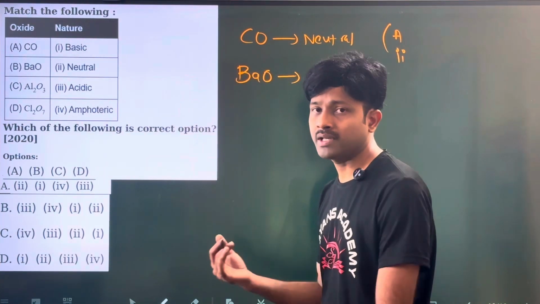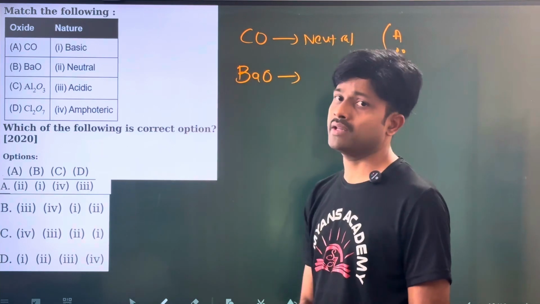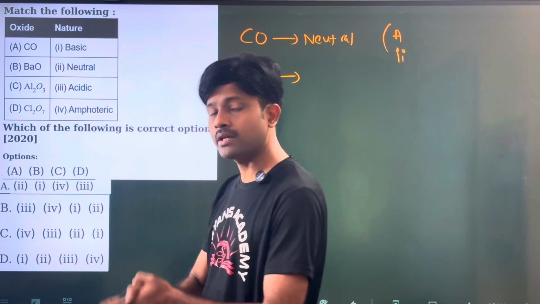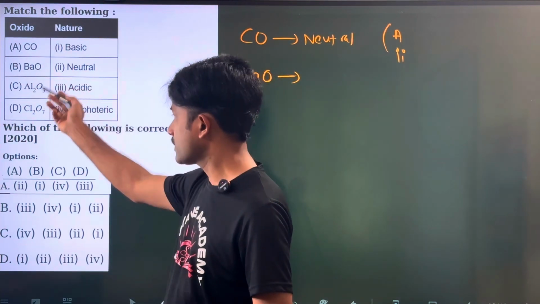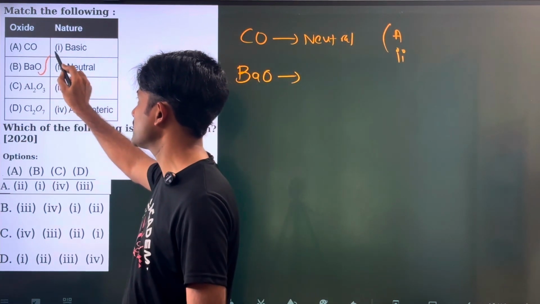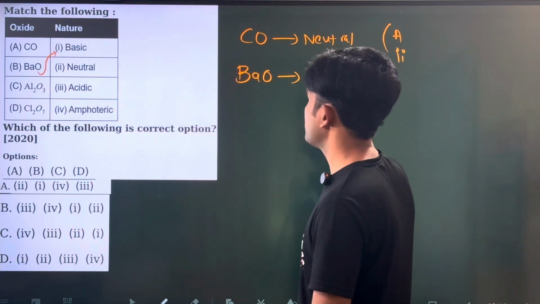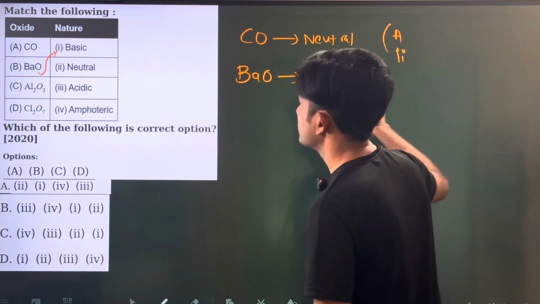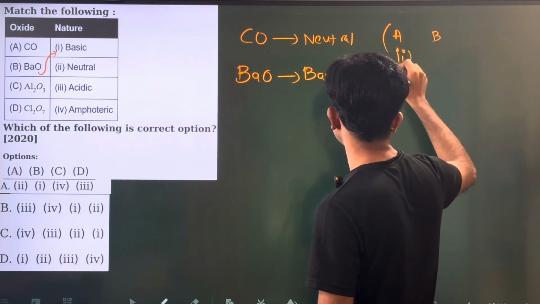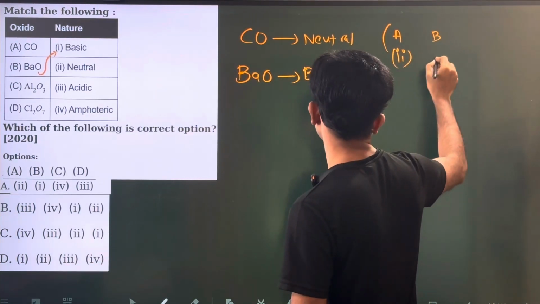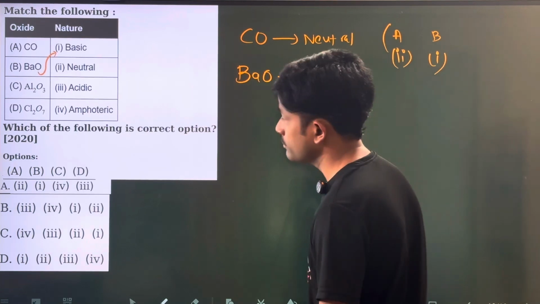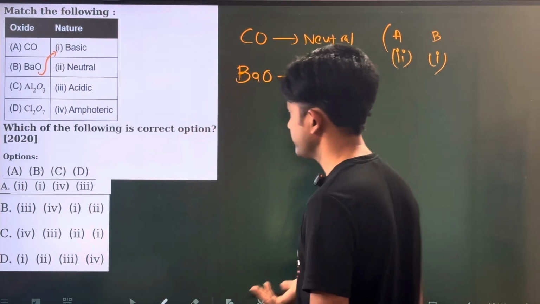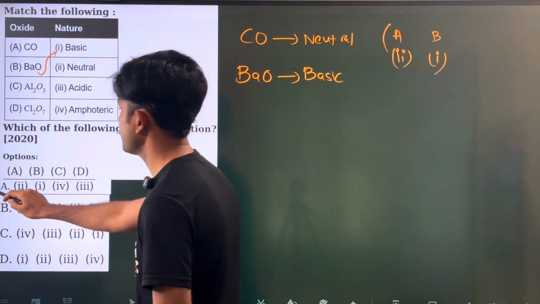Where will it come? Beryllium, magnesium, calcium, strontium, barium: down the group, metallic nature increases. So barium oxide is a metallic oxide, and metallic oxides are basic in nature. So barium oxide is basic, and option B matches with 1. So A with 2, B with 1. We already decided that option A is matching here.